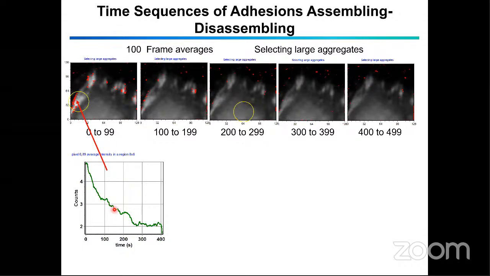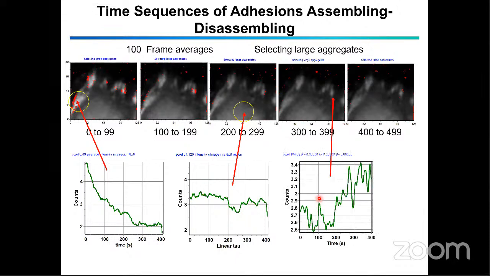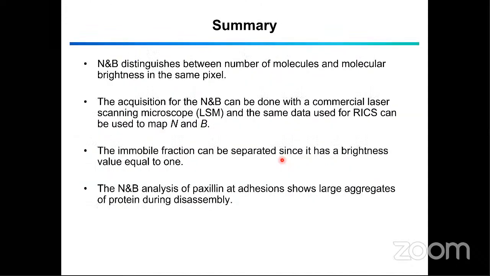You can also see that as a function of time, the average count rate was going down in this case. Then it's constant here while the formation has completed. And here it was going up again as the cell was migrating. Okay, so to summarize, the number and brightness analysis can distinguish between the number of molecules and the molecular brightness, or the aggregation state, in the same pixel. So here we really get a pixel resolution map.